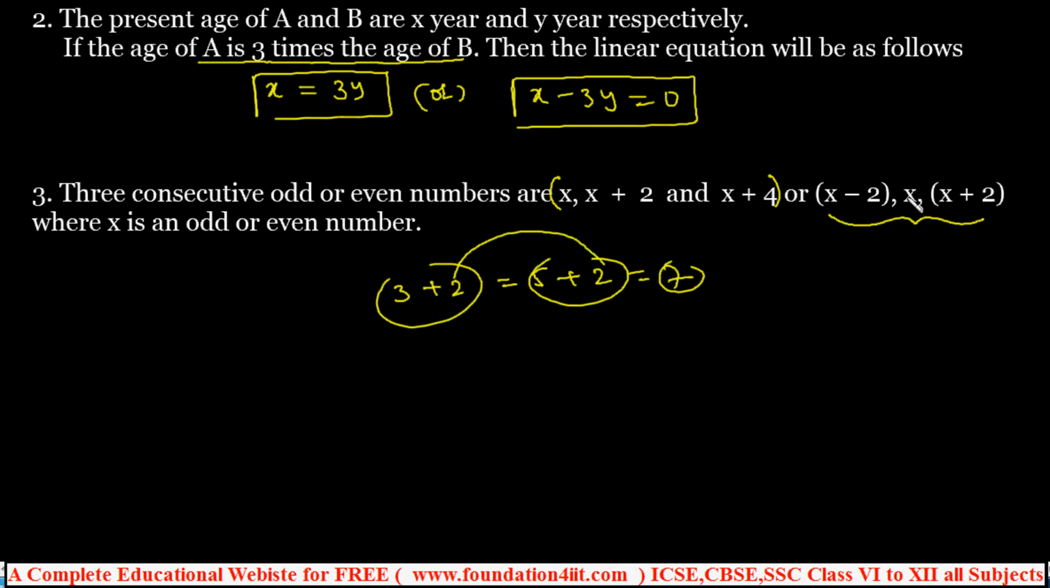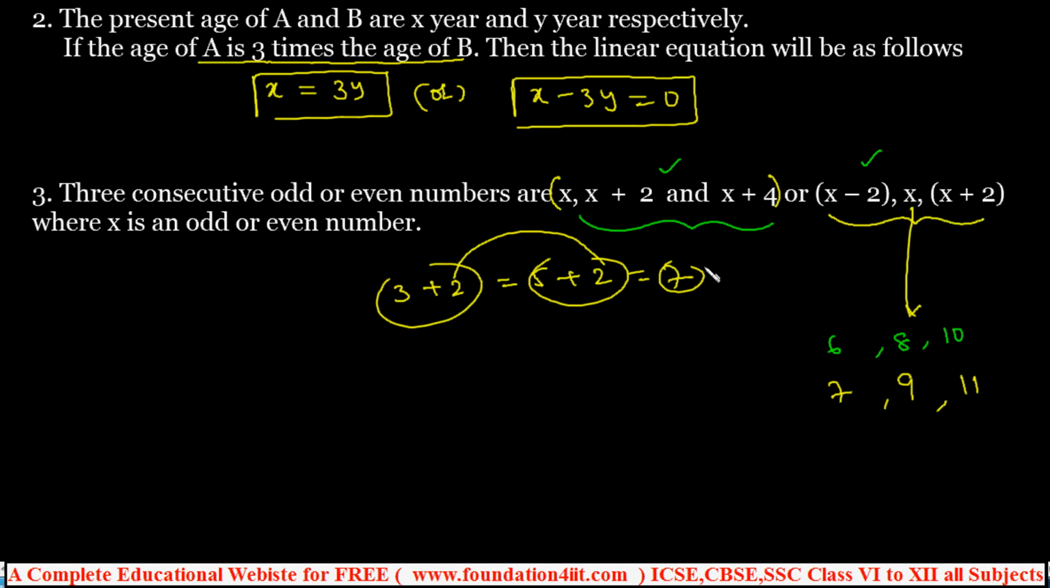Even minus 2 also. For example, let me take x as 9. Then x minus 2 is 7 and x plus 2 is 11. In case x itself is 8, an even number, then the next is 8 plus 2, which is 10, and 8 minus 2 is 6. The same we will apply for even or odd. For both number systems, we can use either x plus 2 and x plus 4, or else in this way, x minus 2, x and x plus 2.